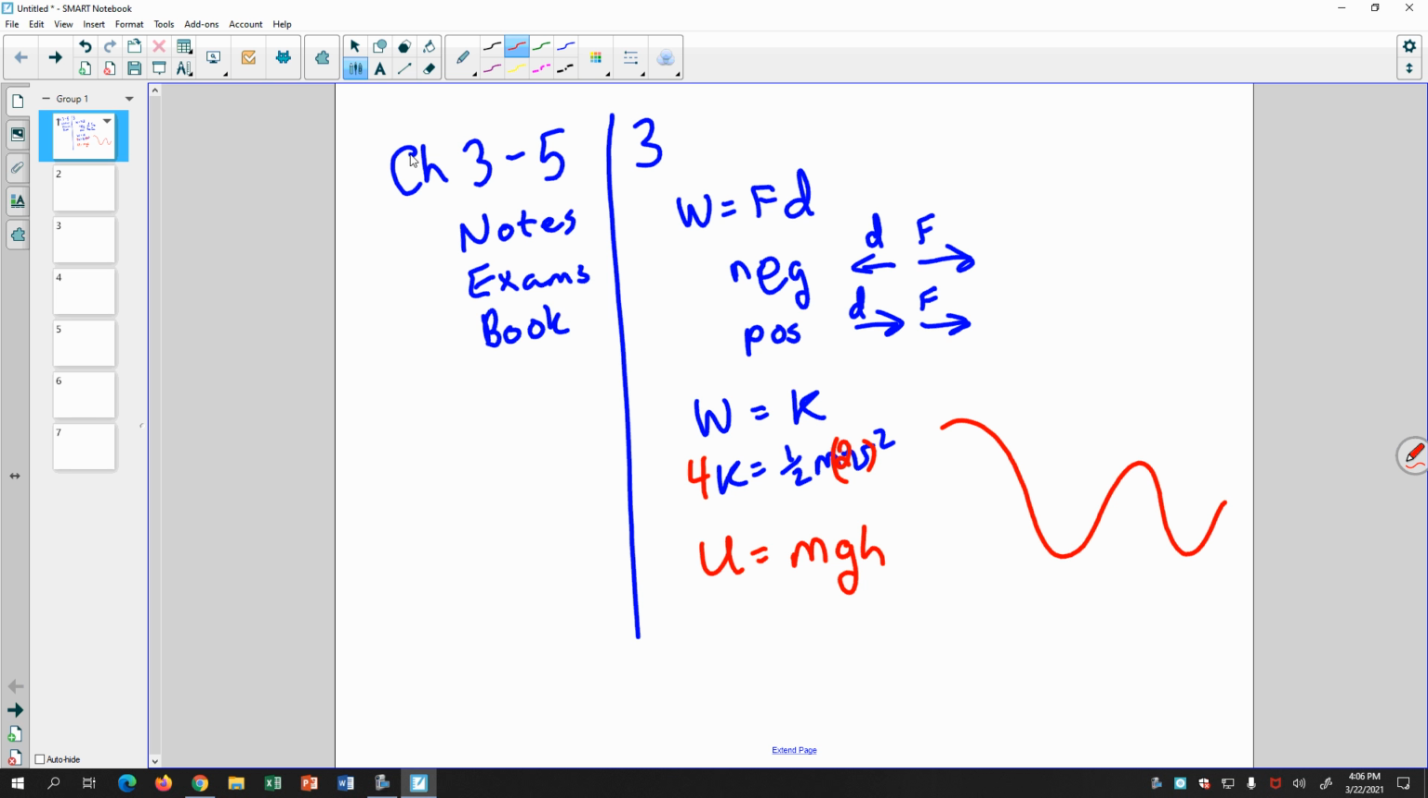So for example, if I have a cart like this, its fastest speed is going to be at the bottom. That's where it has the most kinetic energy and the least potential energy. So this is where it's going to be fast. And where it's going to be slowest is at the top. That's where it has the least kinetic energy and the most potential energy. And this is going to be the slowest part of your trajectory. So knowing how the kinetic and potential energy changes will certainly come up on the exam.